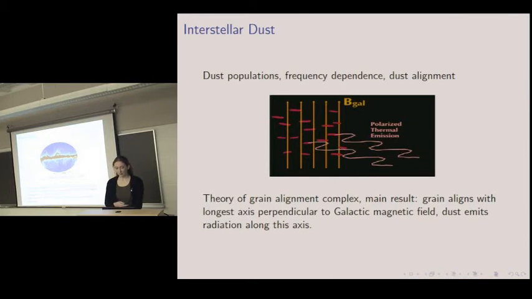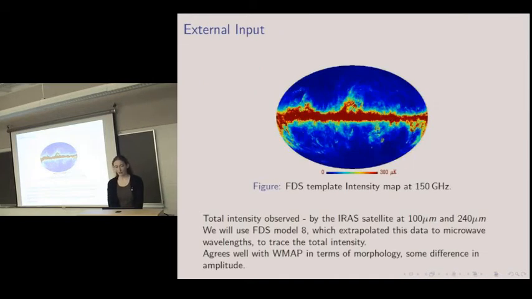And this comes in through the external templates. So for dust, we use the FDS template intensity map extrapolated to the frequencies we're observing at. This model used IRAS satellite data from 100 micrometers and 240 micrometers and extrapolated it to microwave wavelengths. And it's been shown that it agrees very well with WMAP in terms of morphology, but some differences in the amplitude.